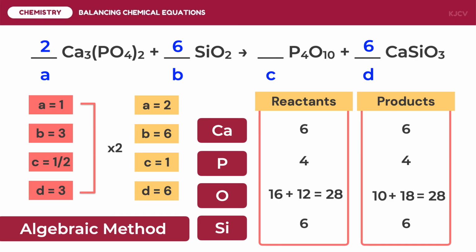Comparing the counts of each side, the equation is said to be balanced. The final balanced equation is 2 moles of calcium phosphate reacts with 6 moles of silicon dioxide to produce 1 mole of tetraphosphorus dicoxide and 6 moles of calcium silicate. Let us look at the second and last example for the algebraic method.